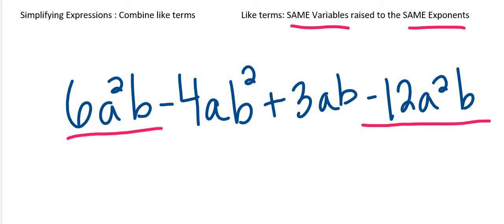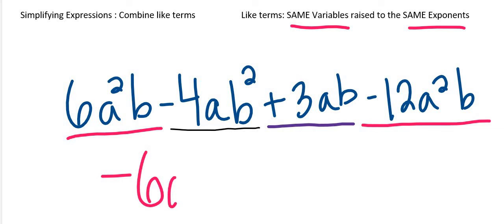And a lot of people like to use different colors just to keep everything organized and help you to identify your like terms. Negative 4ab squared doesn't have a like term, and neither does 3ab, so I'm going to roll with what I got. I have a 6a squared b minus 12, which is going to give me negative 6a squared b. You can mark them out so you know you're done. That's why I put that negative 12, I underlined it, because every sign directly in front of the term goes with it.